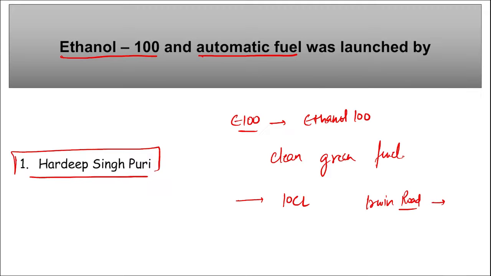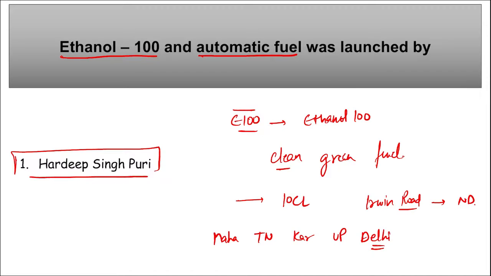And where is this Arvind Road service station? This is in New Delhi. So E100 launched by Hardeep Singh Puri. This is a clean green fuel, that is an alternative to gasoline, and it was first launched at IOCL's retail outlet, that is at Arvind Road service station, that is in New Delhi. Then this E100 will be made available to more than 183 retail outlets across 5 states, that is Maharashtra, Tamil Nadu, Karnataka, UP and Delhi.